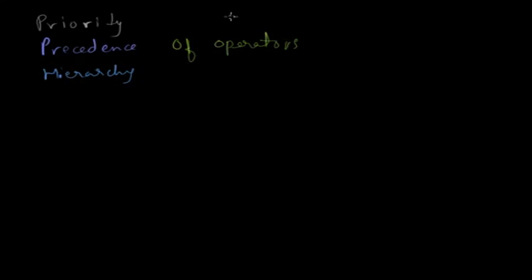Now let me write the hierarchy of operators. In C, you have to solve that operator first. So the first operator in any expression, if it contains that operator, you have to solve that first. So the highest priority is given to the NOT operator. After that, in the second level of hierarchy, we have multiplication, division, or modular division. In the third level, you have to solve plus or minus, addition or subtraction.